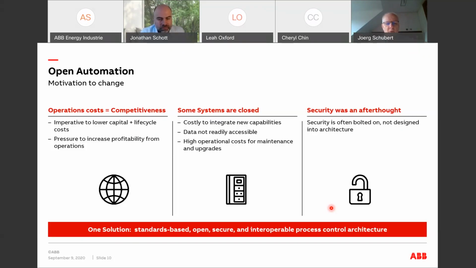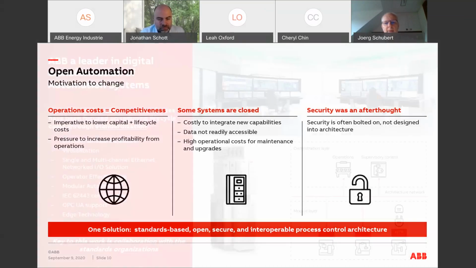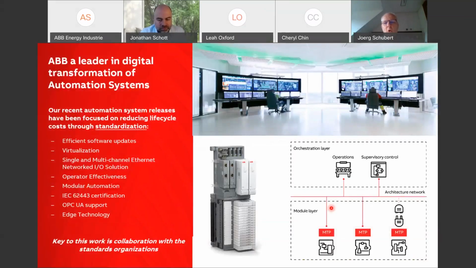Those elements have been clearly driving what open automation wants to accomplish. So if we take a look and not only focus on what the Open Automation Initiative is doing, but what we have also done within ABB, you can clearly see that, as I said in the very beginning, innovation is key to what we are doing.